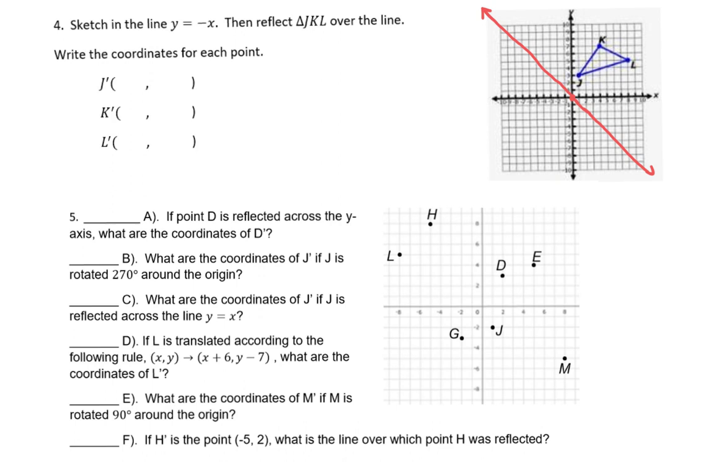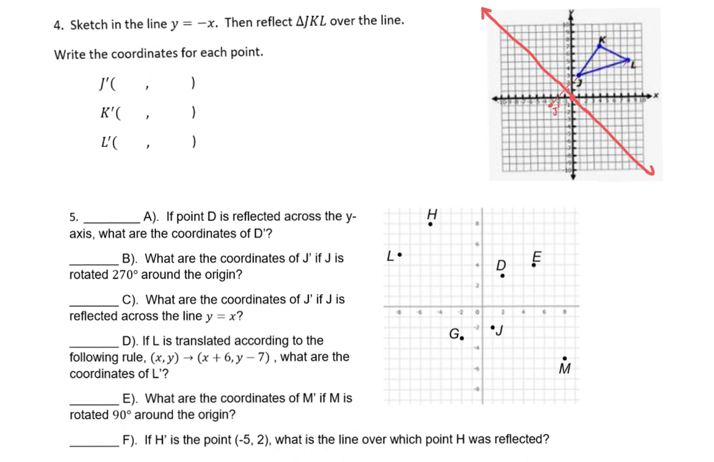All right, so what we do with the reflection is we count how many units it is to that line of reflection and make a mirror image on the other side. Well, since this is a diagonal line, instead of just counting, I'm going to count the diagonals. So since J is 1 diagonal, 2 diagonals from the line, I'm going to count 1, 2 diagonals on the other side. And we'll call it J prime. That's what we'll do for each point.